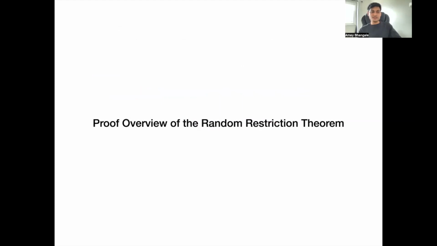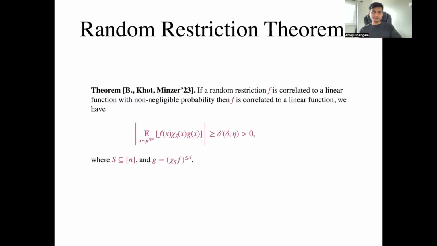So in the next 10 minutes, let me try to give a very high level proof overview of the random restriction theorem. To recall, the theorem says that if we have a Boolean function f such that after a random restriction f is correlated to a linear function with non-negligible probability, then f is indeed correlated with a product of a linear function and a low degree function.